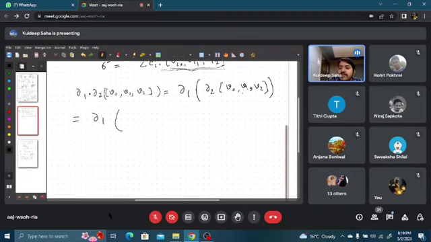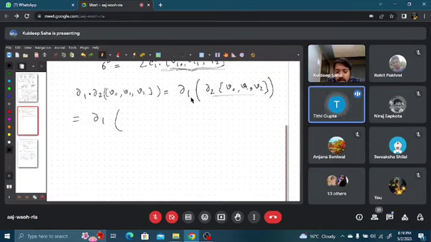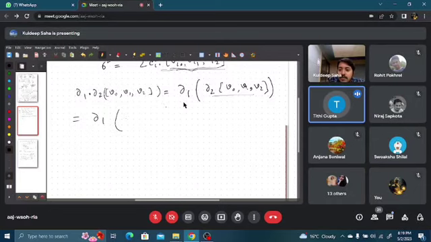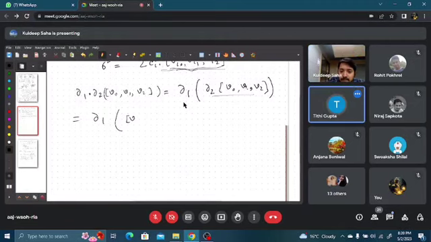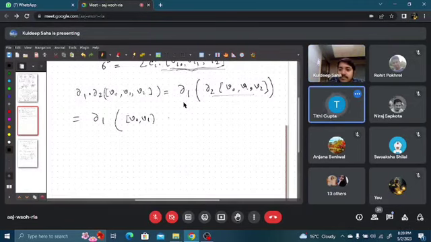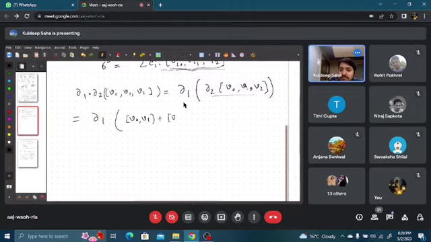Quickly tell me, what is the image of this map? Ujjal, tell me. Delta 1... V0 V1 plus V1 V2 minus V0 V2. Can you just repeat it? V0 V1 plus V1 V2 minus V0 V2. Good.